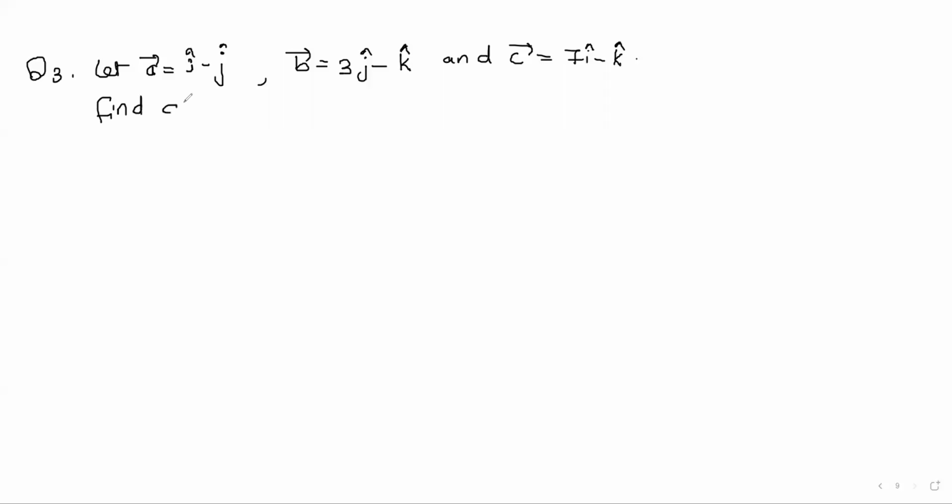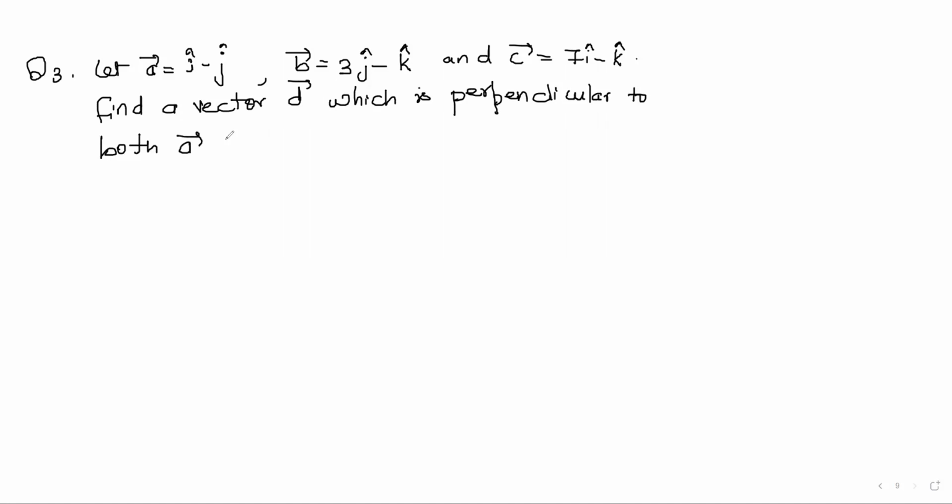Find a vector D which is perpendicular to both A and B, and C dot D is equal to 1. Okay, this is from NCERT. It's a very good question. Please try this. Let me know if anyone needs a hint in this.